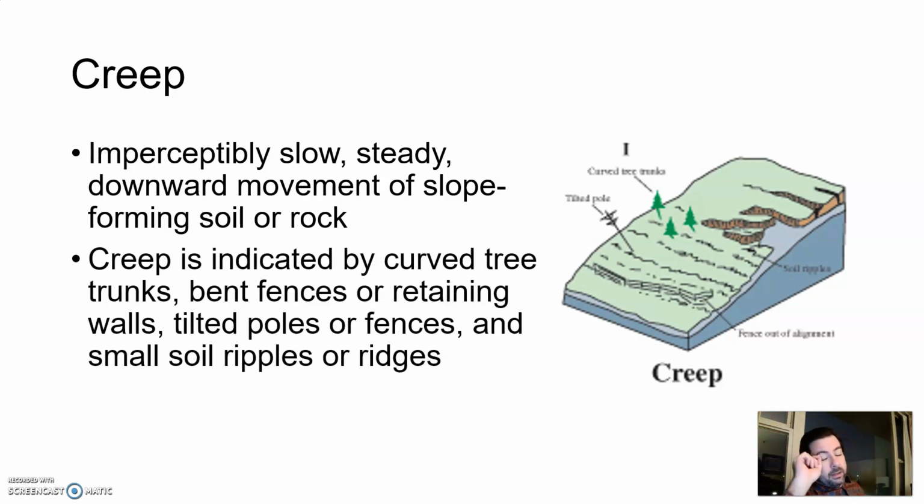But what helps you detect creep, since everything is moving with it, the land, fences, trees, is bent fencing. After a couple of years, your fence is a different shape. That might indicate creep. Tilted telephone poles or electric poles, small ripples in the soil, or curved tree trunks.